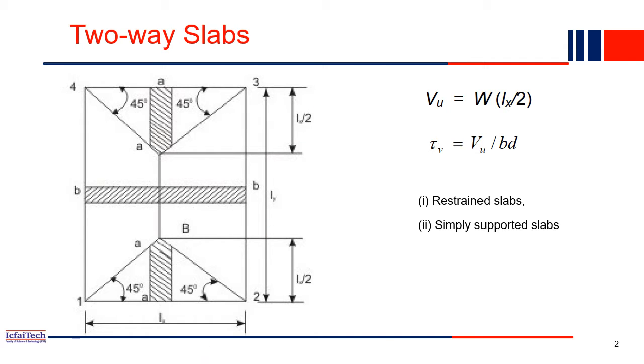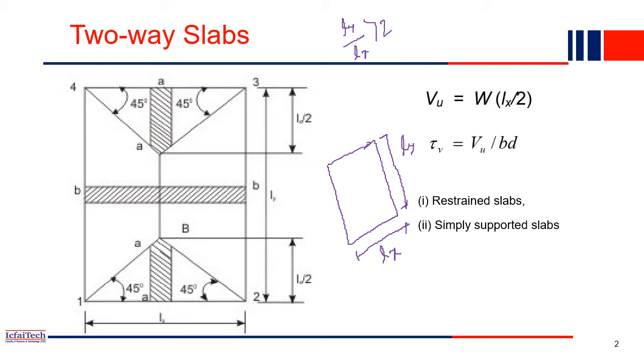If you recall, in the case of a one-way slab, for example, this is a one-way slab. One-way slab means one dimension will always be more than double the other dimension. This is Lx and this is Ly. Here you can see Ly by Lx is obviously more than 2, because Lx is comparatively very short compared to Ly. So this is the one-way slab.